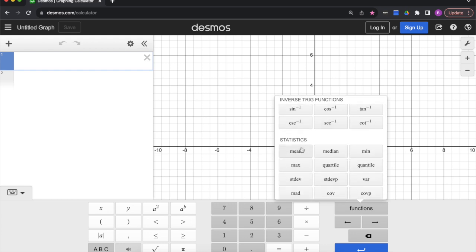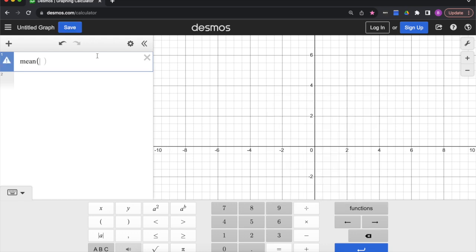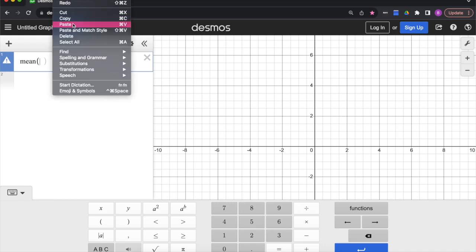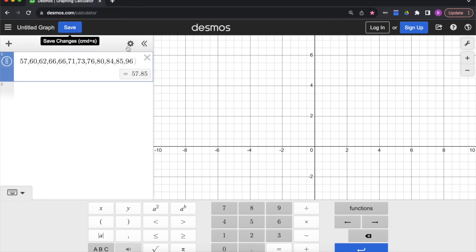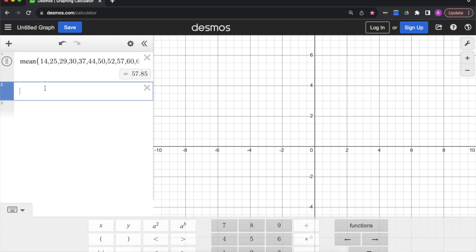So again, I'm going to go down to functions, and then it brings you here, and you want to scroll down to statistics where it says mean, and then you want to paste your data in there. And so there's our mean, 57.85, in that function.